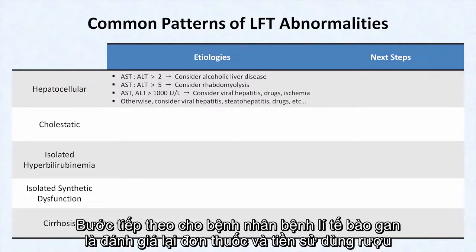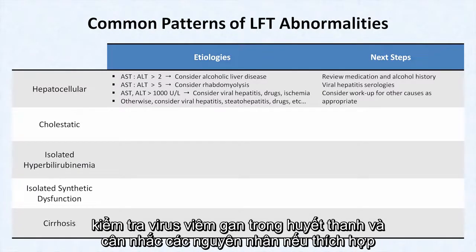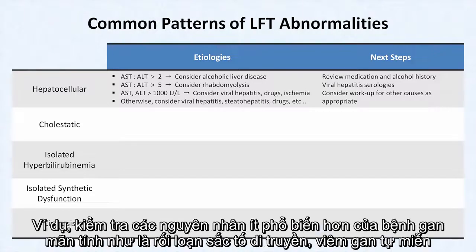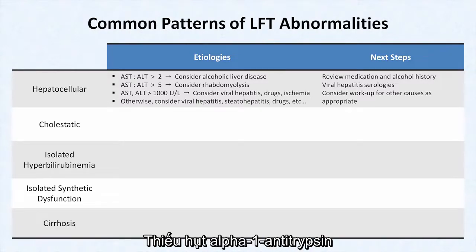The next steps for a patient with hepatocellular LFT pattern: review medication and alcohol history, check viral hepatitis serologies, and consider workup for other causes as appropriate. For example, workup for less common causes of chronic liver disease, such as hemochromatosis, autoimmune hepatitis, alpha-1 antitrypsin deficiency, and Wilson's disease.